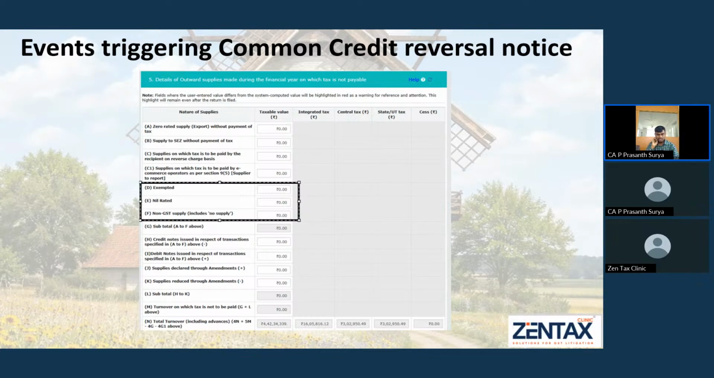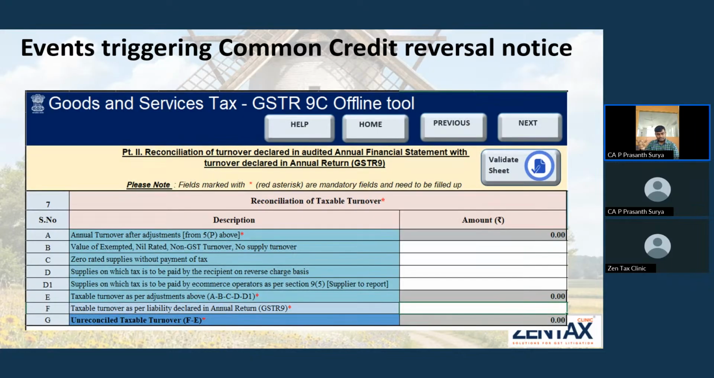So while filing GSTR 9 and 9C, please double check whether any reporting is there, and if at all any reporting is there, it will attract common credit reversal. The corresponding entry of table 5D to 5F of GSTR 9 is table 7 of GSTR 9C. In table 7 of GSTR 9C, the taxpayer is obligated to disclose separately the exempted and non-GST supply. If he has entered anything in table 7B, then also we should be very careful on whether common credit reversal will be applied.